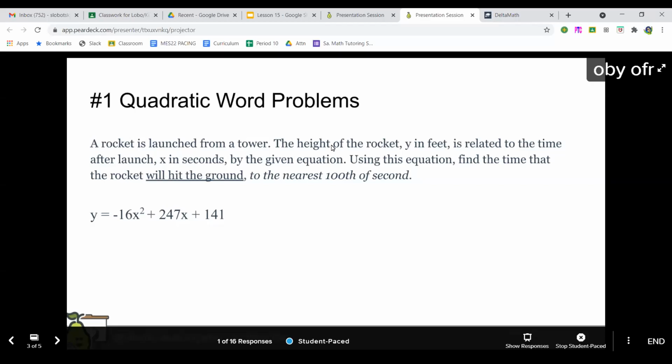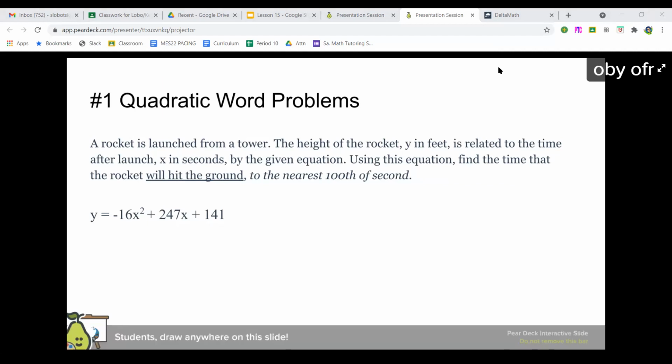So a rocket is launched from a tower. The height of the rocket, y in feet, is related to the time after the launch, x seconds, by the given equation. Use this equation to find the time that the rocket will hit the ground to the nearest hundredth of a second. So which formula should I use? Should I use the axis of symmetry formula or the quadratic formula?